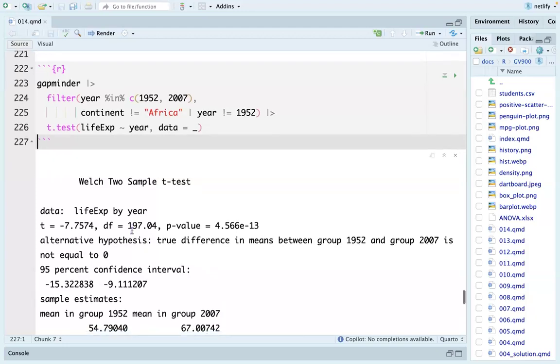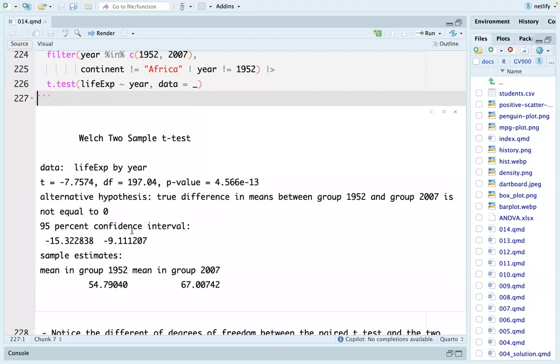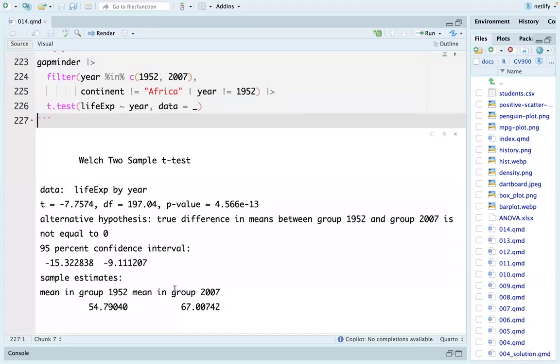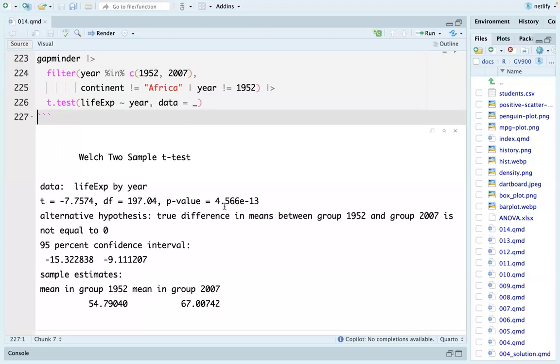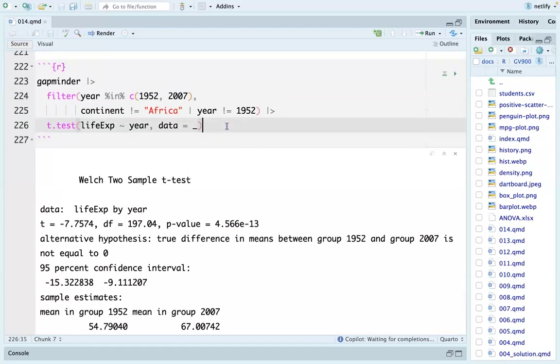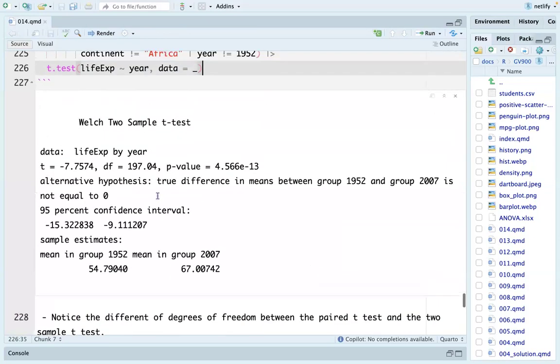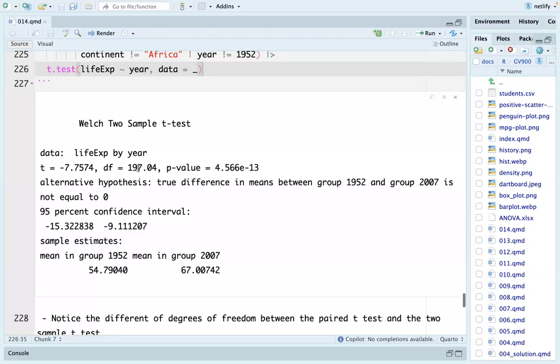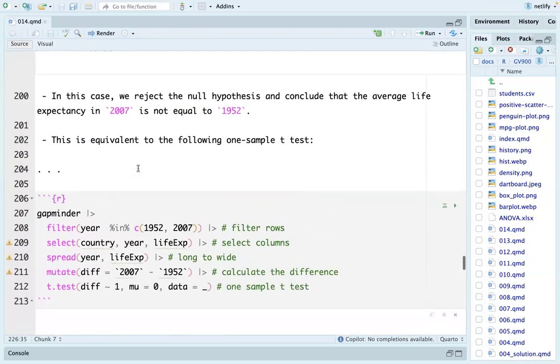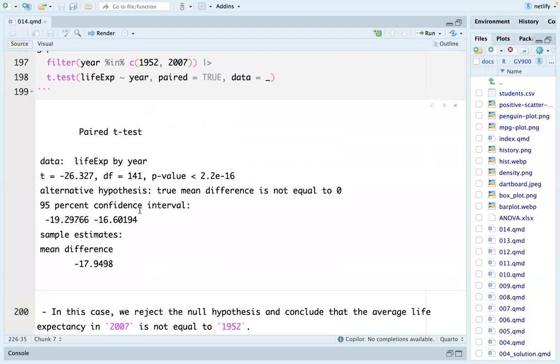So the degree of freedom is 197. And the outcome is different. You see, the t value is different, and this is different, this is different. Although we still reject the hypothesis. So notice the difference of degrees of freedom, because here the degrees of freedom is 197, and here the degrees of freedom is 141.